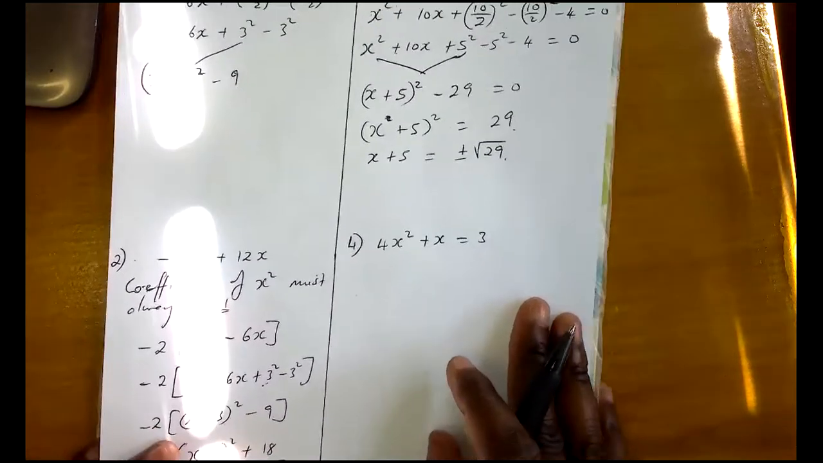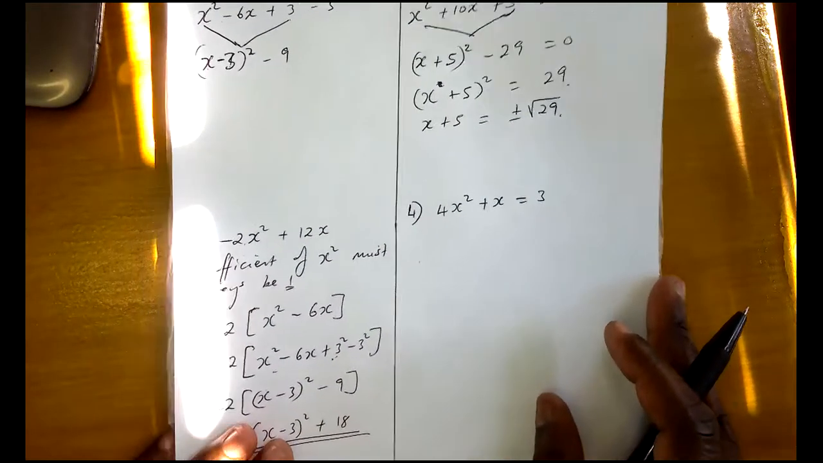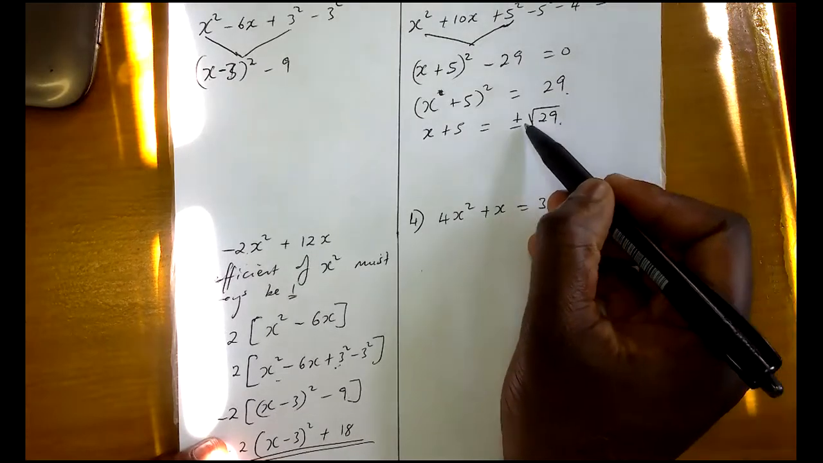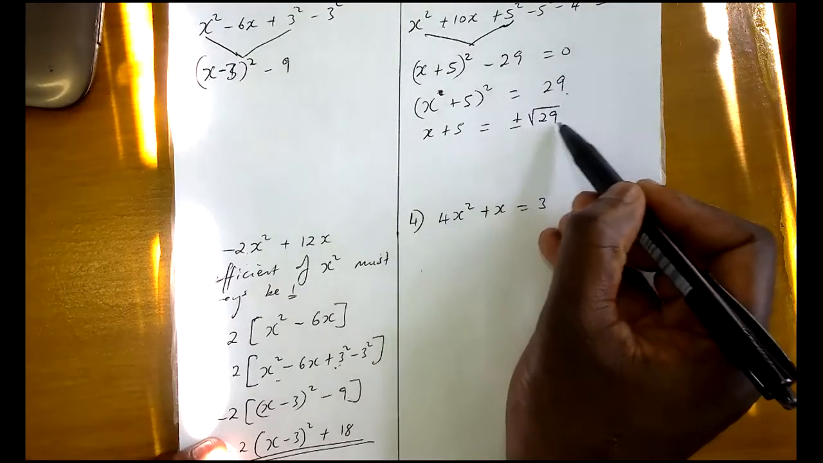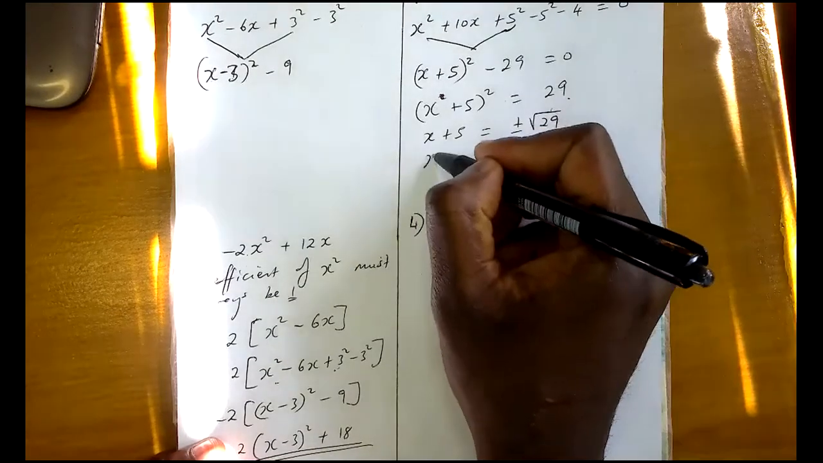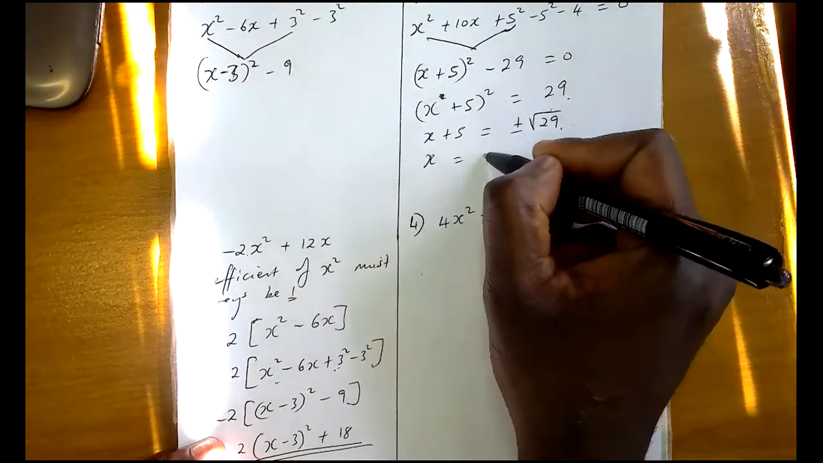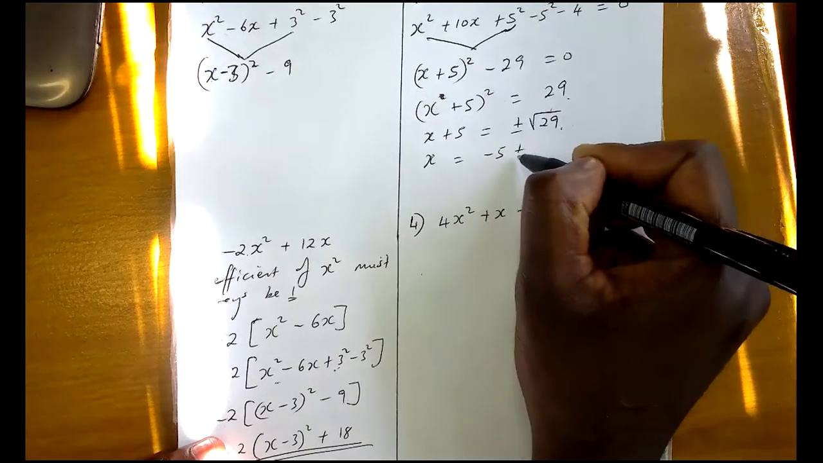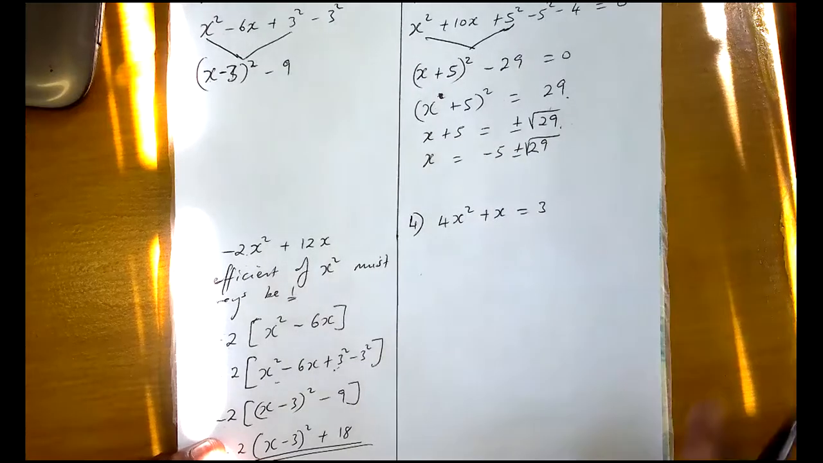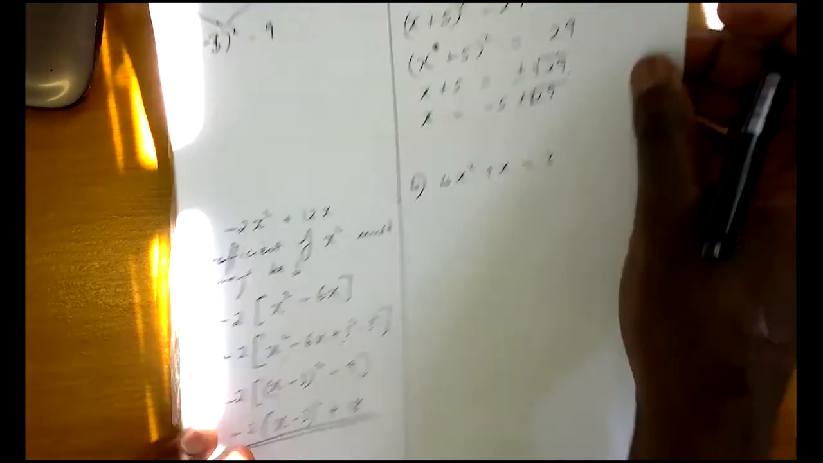Always remember that whenever you're solving such problems with the square root, it's always plus minus. Whenever you write square root, put plus minus square root. Then x is going to give you negative 5 plus minus root 29. That one you can actually continue to solve; you can punch it in a calculator.